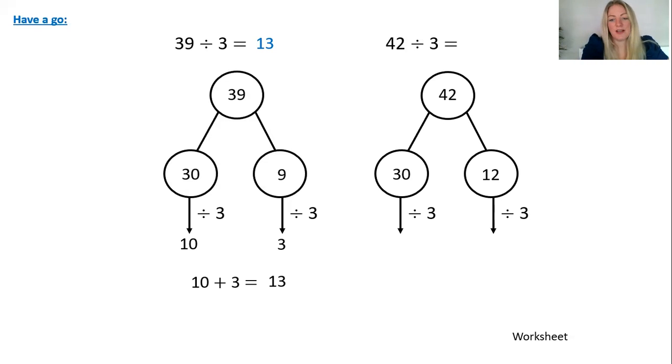So 30 divided by 3 is equal to 10 and 12 divided by 3 is equal to 4. Let's recombine those two divided parts. So 10 add 4 is equal to 14. So 42 divided by 3 is 14.